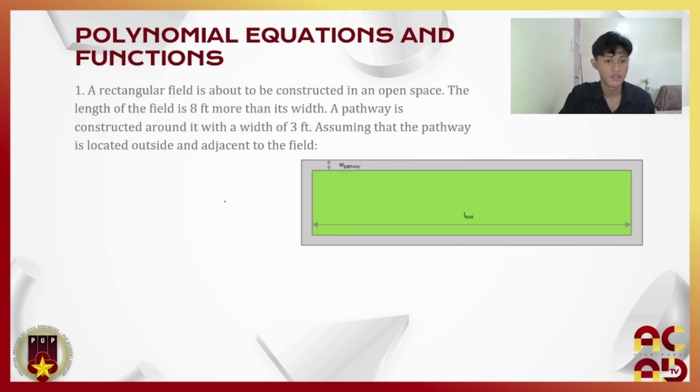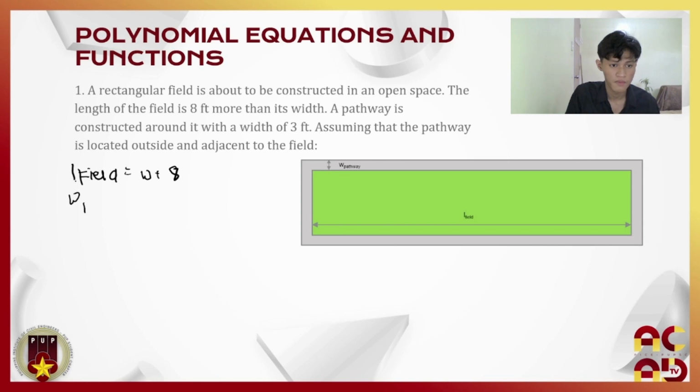So a rectangular field is about to be constructed in an open space. So ito yung rectangular field natin and ito yung pathway natin around the field. So it is said na ang length ng ating field ay 8 feet more than its width. So how can we express that in mathematical form? So W plus 8.